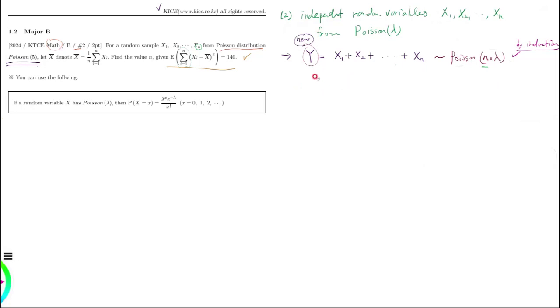And then for the second one, for the Poisson distribution, if some random variable here, xi, follows Poisson distribution with parameter lambda, then its mean and its variance are all the same as lambda. I will briefly show this one here, why this is so.